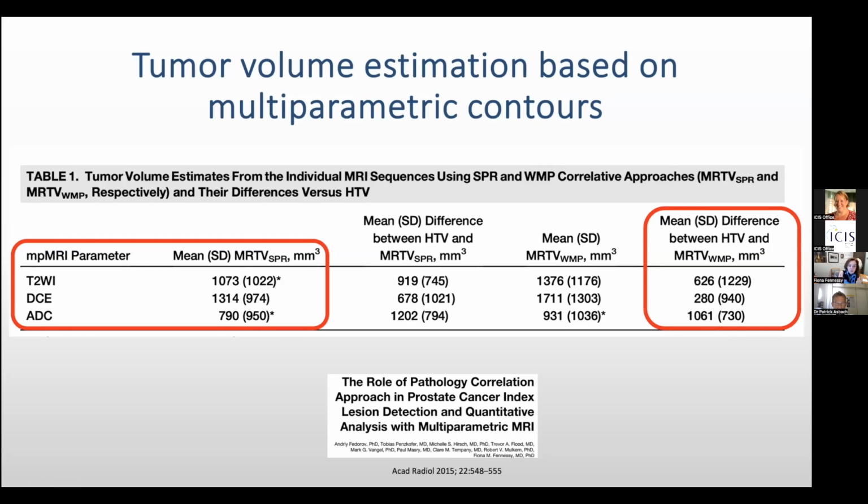So the actual way that you contour the tumor, the sequence that you contour it on, where you can visibly see it with your eye, you may actually be missing parts of the tumor. That's important to keep in mind.